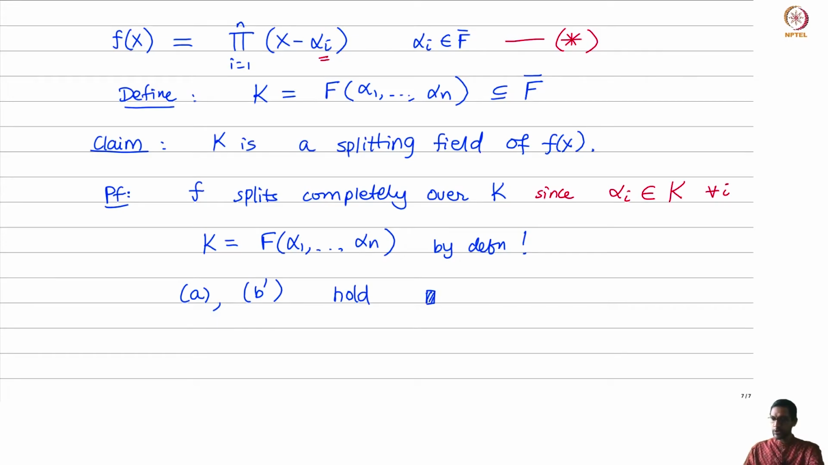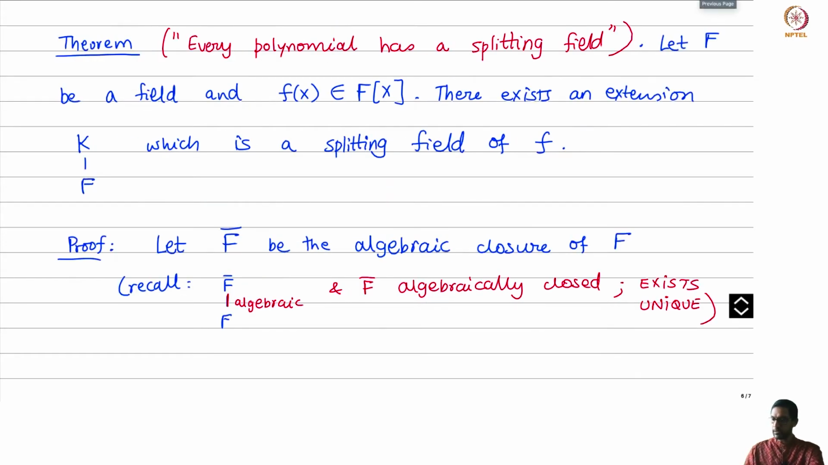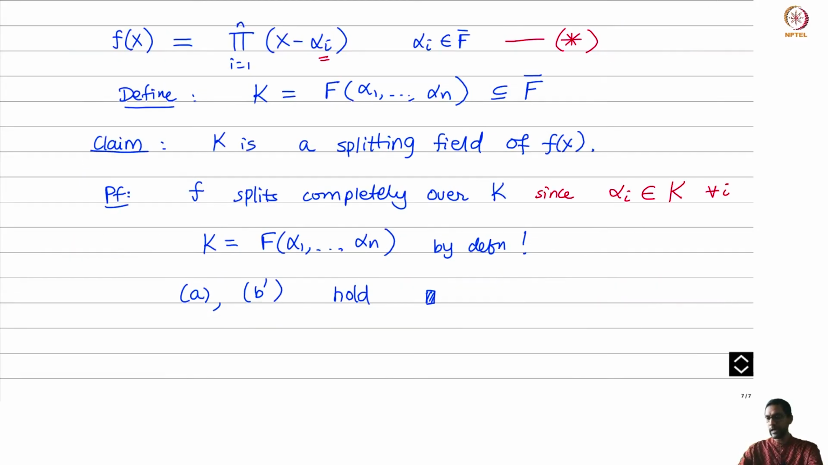Now, analogous to what I just said about algebraic closures, that not just do they exist, but they are unique, meaning essentially unique, there exists an isomorphism between any two algebraic closures which restricts to the identity on F. Now we will show the same result is true for splitting fields as well. If you fix a polynomial f, the splitting field is essentially unique. There is really only one splitting field up to an isomorphism which is identity on the base field.